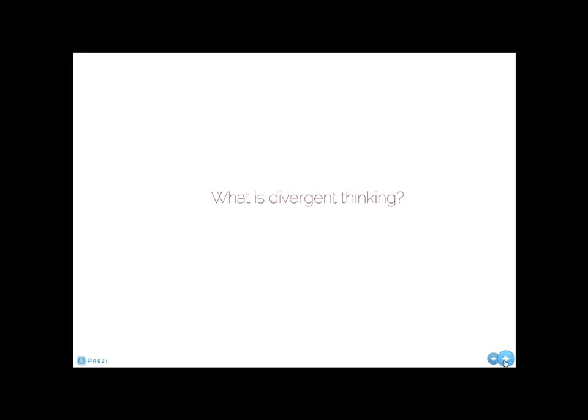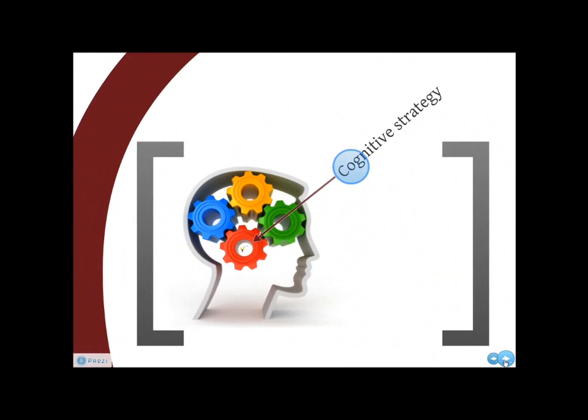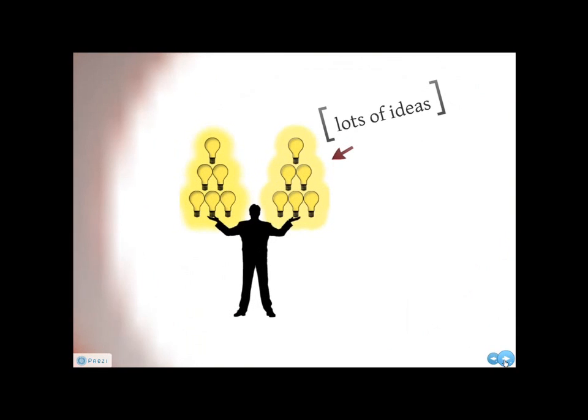This is a short presentation on divergent thinking. The presentation lasts about 2 to 3 minutes, and by the end of it, hopefully you'll have a good idea about what divergent thinking is. So, what is it? Well, divergent thinking is a cognitive strategy. By that I mean it's a way of thinking, and it's a way of thinking that can produce a large volume of ideas to open-ended questions.